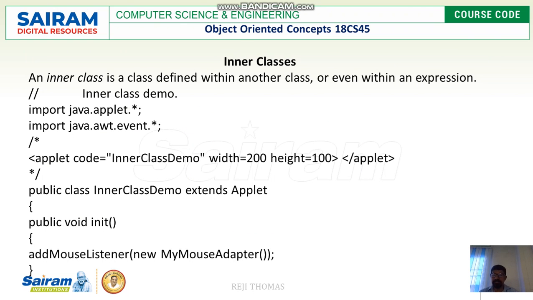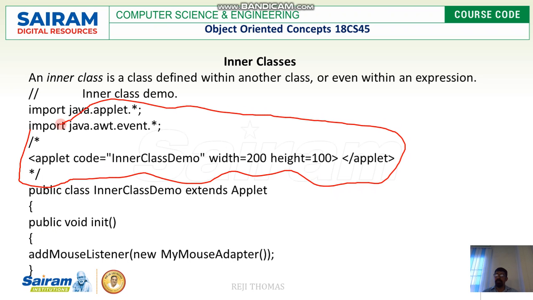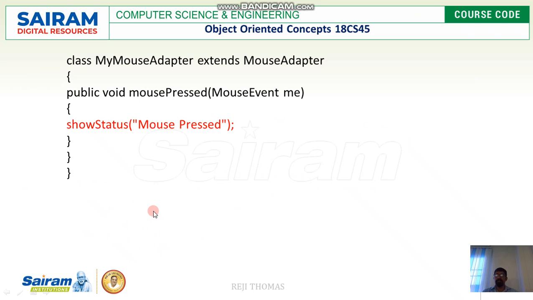So next is inner class. An inner class is something like a class inside another class. So let us see how this happens. This is your applet viewer, where you have taken a class called InnerClassDemo. This extends Applet, and obviously there is an init method for the applet. So we have a class MyMouseAdapter that extends MouseAdapter. Look at this, where we have a method called mousePressed, which is going to show the status mouse pressed.